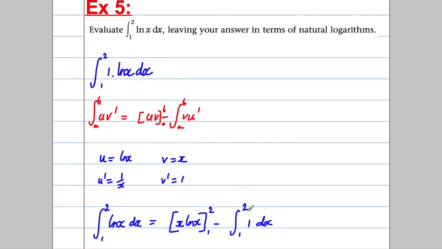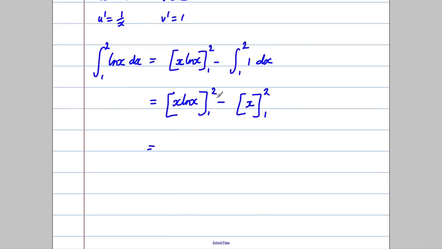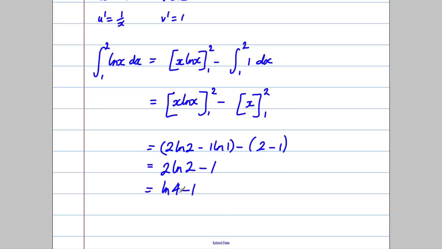Now the question asks us to leave our answer in terms of natural logs, so substituting in 2, it would be 2 log 2, subtract 1 log 1, and then take away all of that, 2 take away 1. So log 1 is 0, so this is just going to be 2 log 2, and then 2 take away 1 is 1, so subtract 1. And we can leave our answer in that form. We could obviously bring the 2 up if we wanted and write that as log 4 take away 1 as well, but it doesn't matter. Both of these are the right answer.